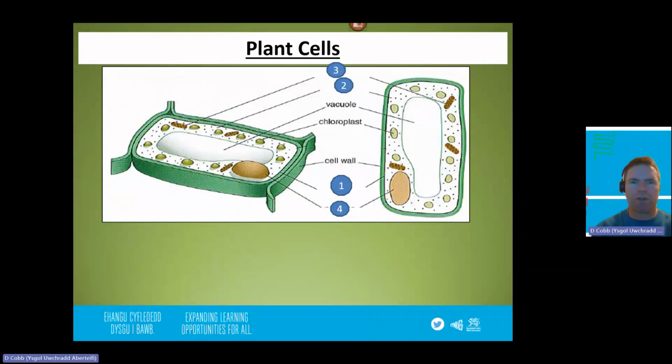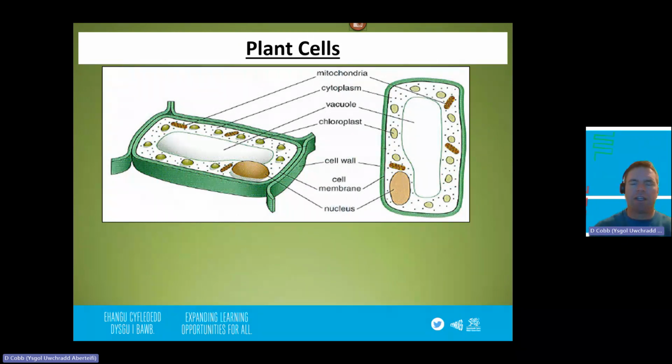Straight away, another opportunity. We've got the same features that we've already seen. We can see them in these cells. Can you identify what they are? Pause the video, have a go, and then come back. Right, okay. So number one is the cell membrane. Number two is the cytoplasm. Number three was the mitochondria. And number four on there is the nucleus.